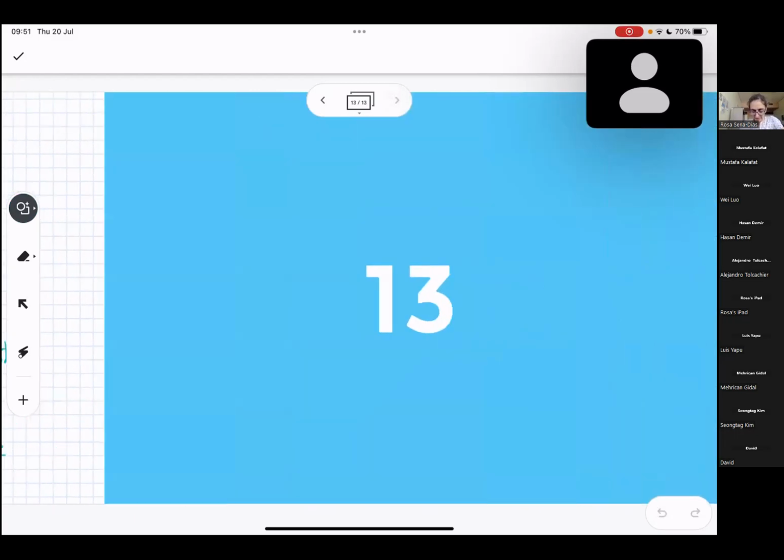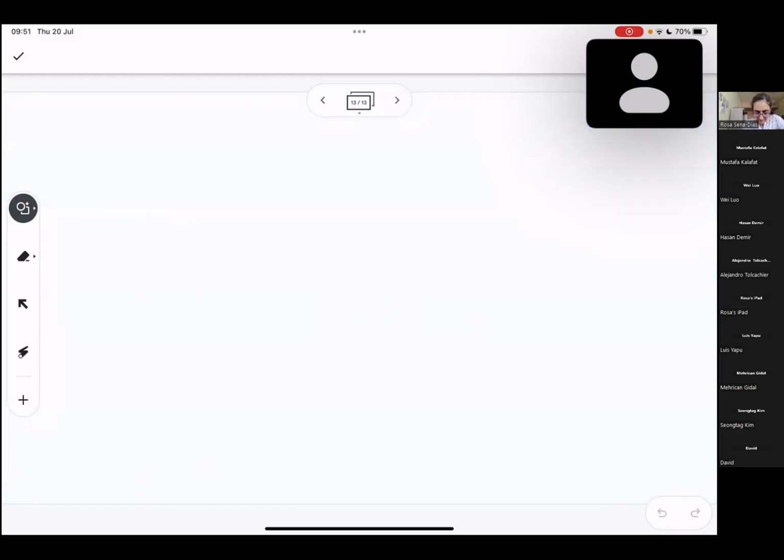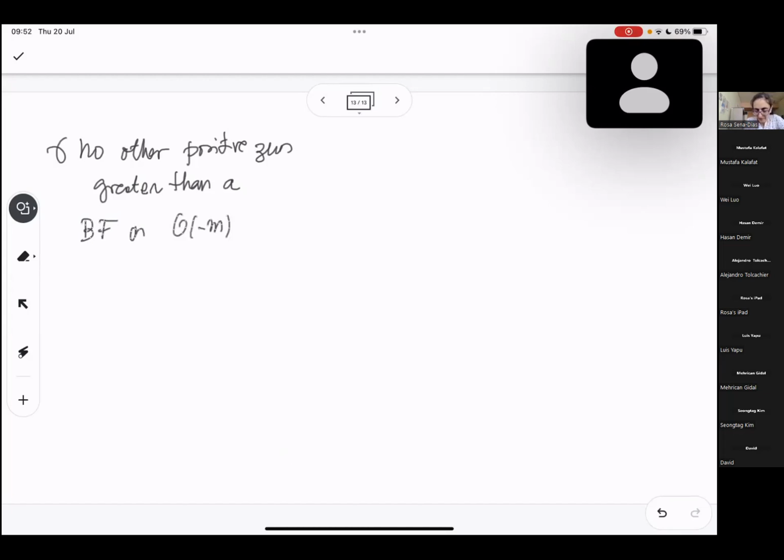Okay, so let me sort of summarize what we get in terms of bookkeeping. First thing that can happen is gamma has no other positive zeros greater than A. This means that the Bach flat is on O of minus M. Okay, so what happens to the Einstein?